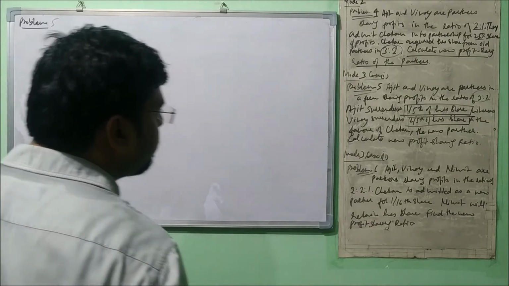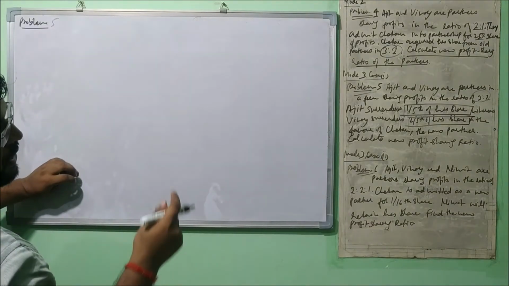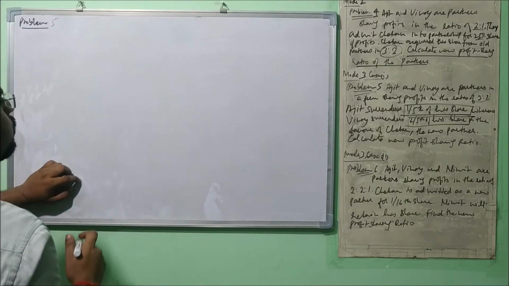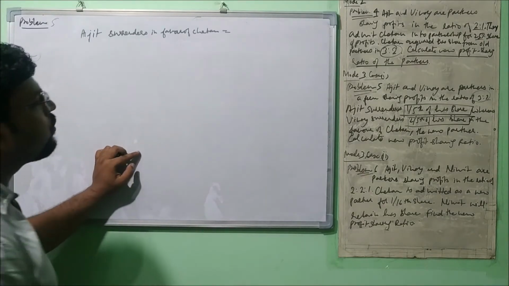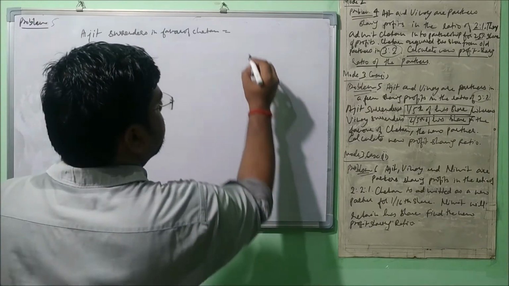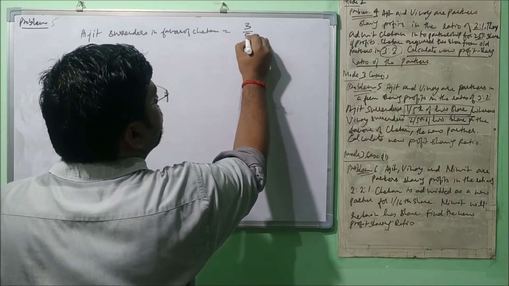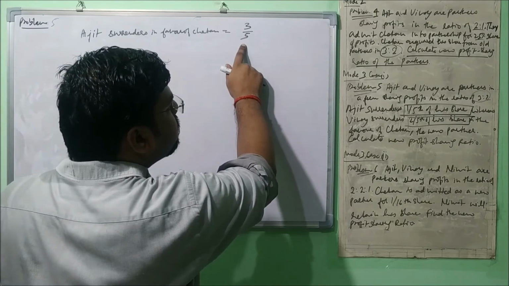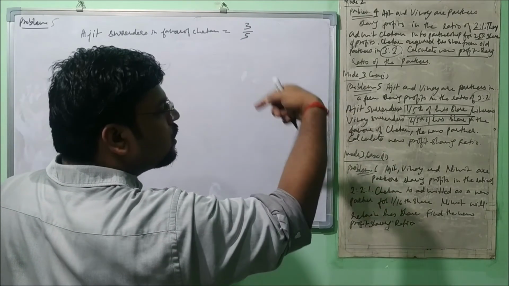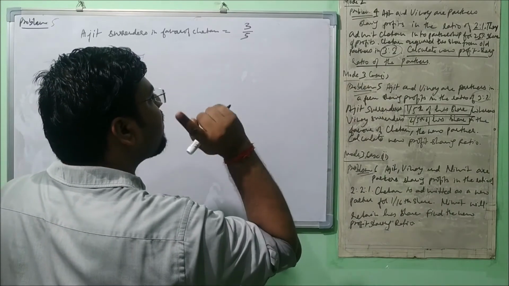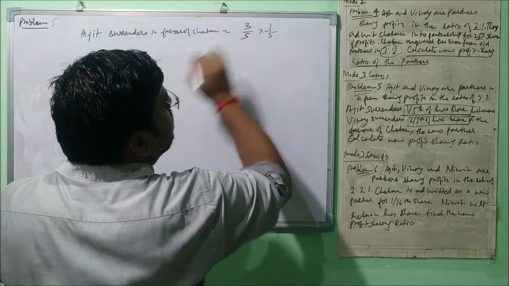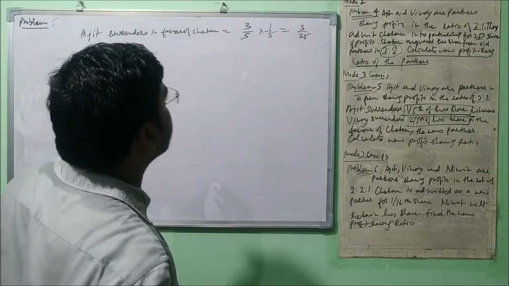Alright, so how do we calculate? Now you notice in the question Chetan's share is not given, so we'll calculate that, no problem. Ajit surrenders in favor of Chetan. So what was Ajit's share? It was 3 by 5. The question says out of this 3 by 5, 1 by 5 has to be given to Chetan, so that 1 by 5 has to be taken out of this. So we will calculate like this. That is 3 by 25.